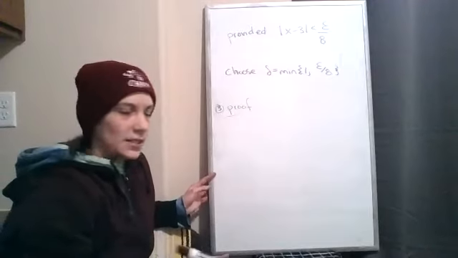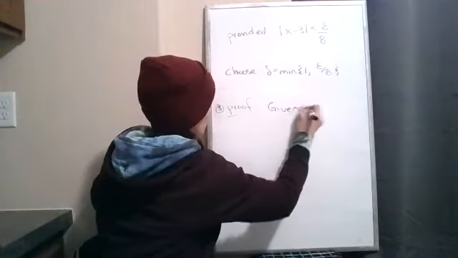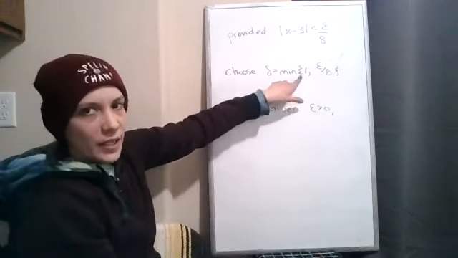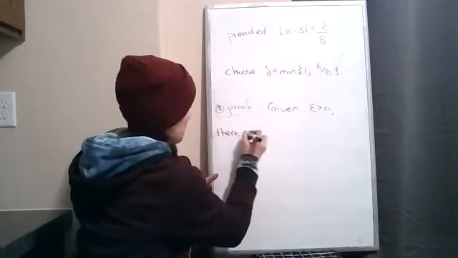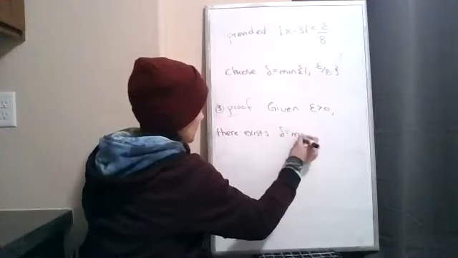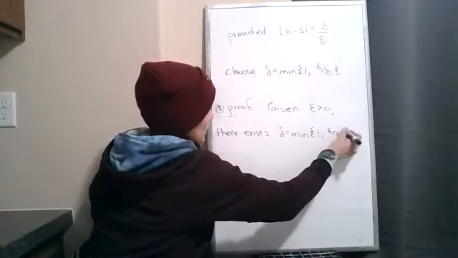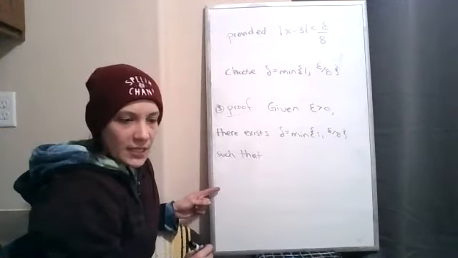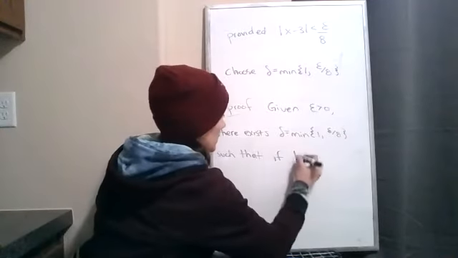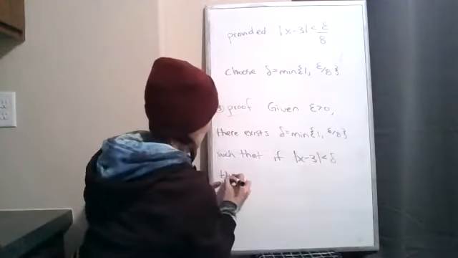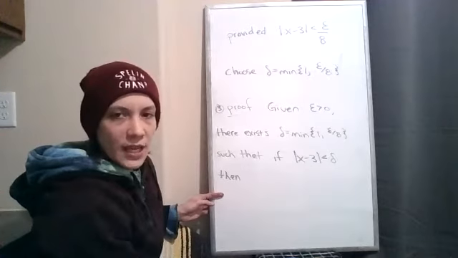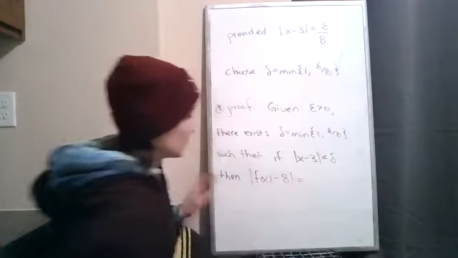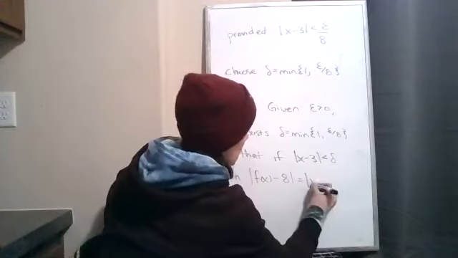Okay, given epsilon greater than 0. That's how they always start. There exists delta equal to the minimum of 1 and epsilon over 8, such that if the distance between x and 3 is less than delta, then the distance between f of x and 8 equals, put in f of x, what is it, x squared plus x.